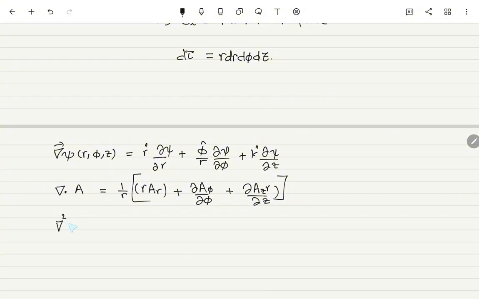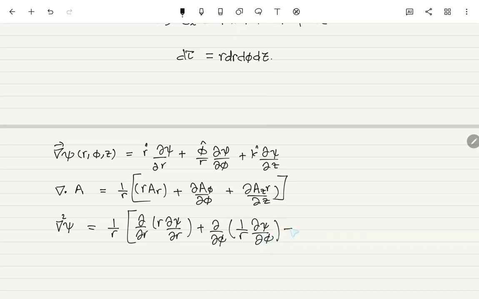Laplacian psi equals 1 over r, partial partial r, partial psi partial r, plus partial partial phi, 1 over r partial psi partial phi, plus partial partial z, r partial psi partial z.